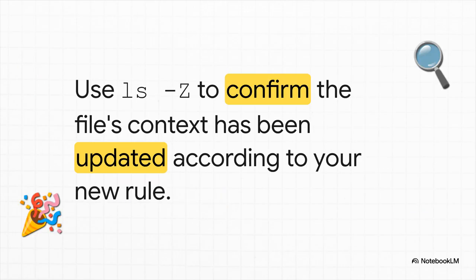And finally, the moment of truth. We run ls -Z on our file one last time. If everything went according to plan, you should see your new type, samba_share_t, sitting right there in the output. Your change is now official, it's permanent, and it's going to survive a reboot, no problem.